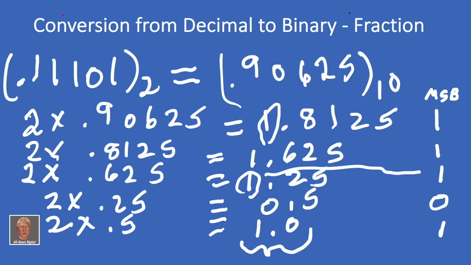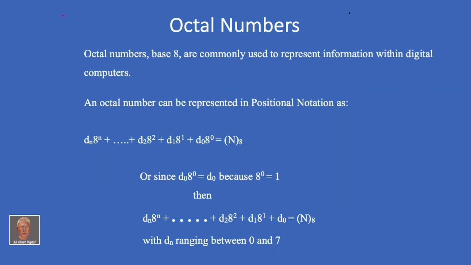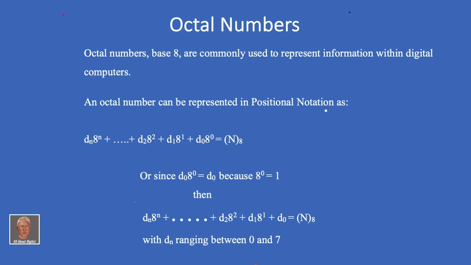Okay. Now we're going to talk about octal numbers. Octal numbers are base 8, and they're commonly used to represent information within a digital computer. Some of the first computers that came out in the 70s, like the DEC PDP-8, exclusively used octal representation to represent binary numbers within the computer. They used a 12-bit minicomputer, which lended itself very nicely to octal.